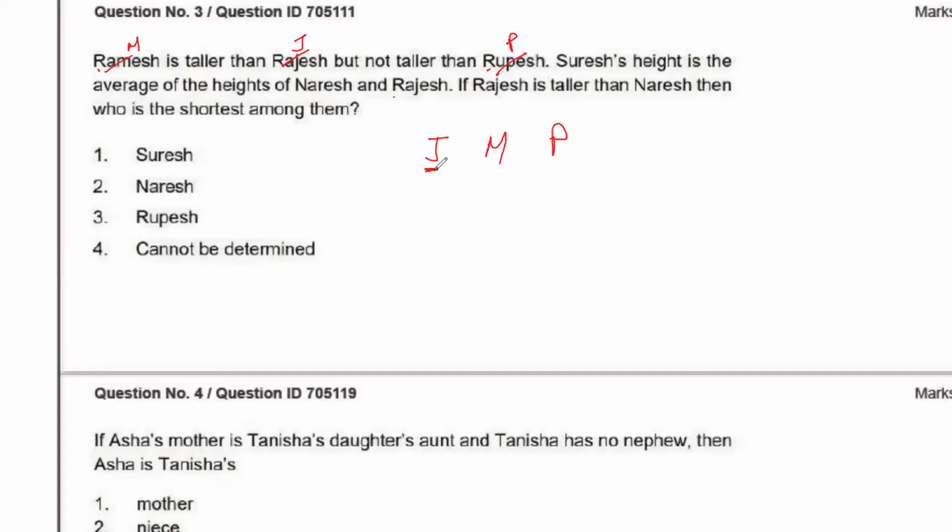is J. Okay. So Naresh could be out here. And if Naresh is out here, then Suresh will be in between because it's the average. And if Naresh is out here, then S would be out here. So now let's see which sequence is correct.